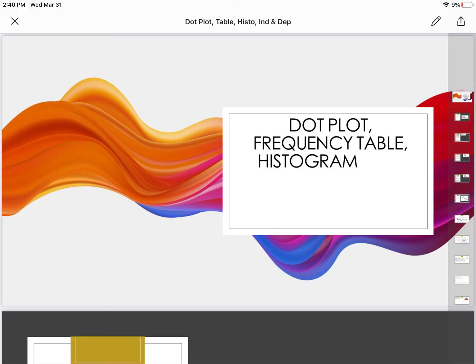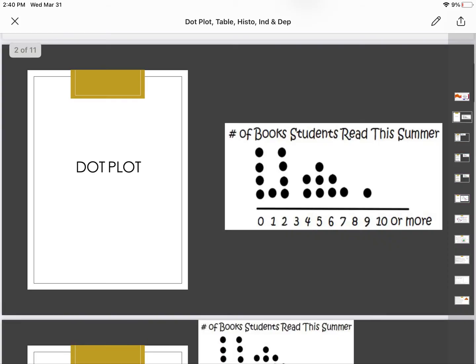Hey guys, so today we're going to talk about dot plots, frequency tables, and histograms. Alright, so first let's talk about a dot plot. We're going to discuss how to read this. This graph is showing the number of books that students read this summer.